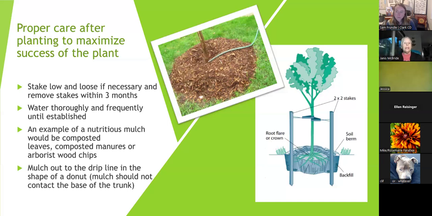Water it thoroughly and frequently until the roots are established. So that first season, definitely going to need some water in the summers for sure. And then surround it in the donut shape with some nutritious mulch, for example, leaves, composted manures, and then my favorite being arborist wood chips. I use arborist wood chips for everything, and they work great.